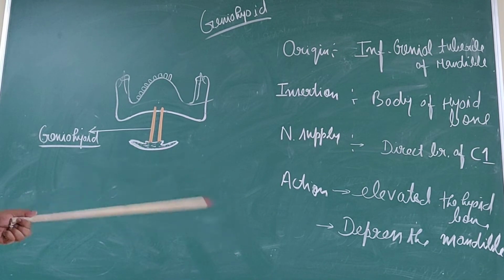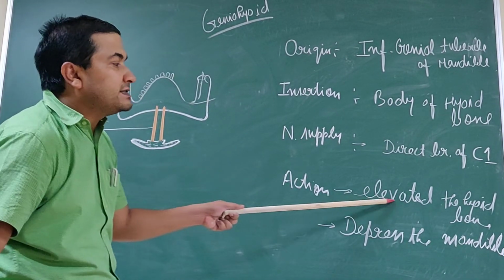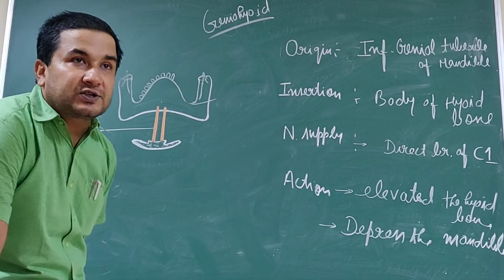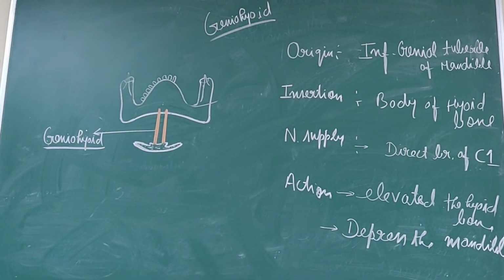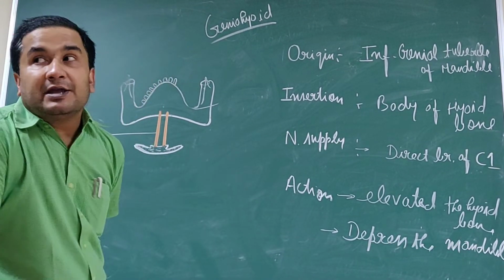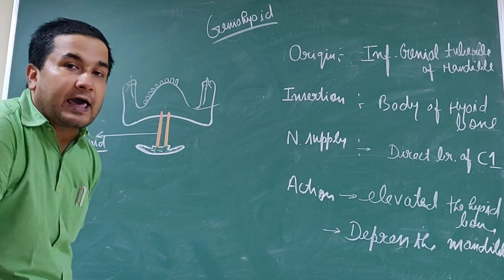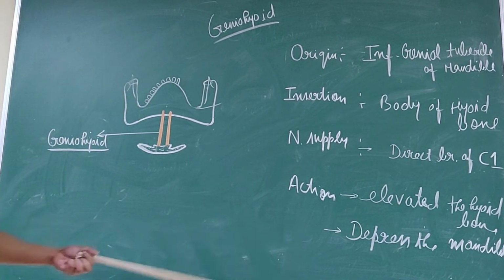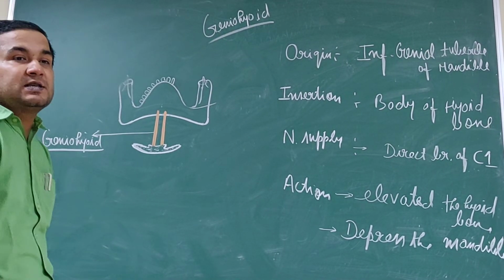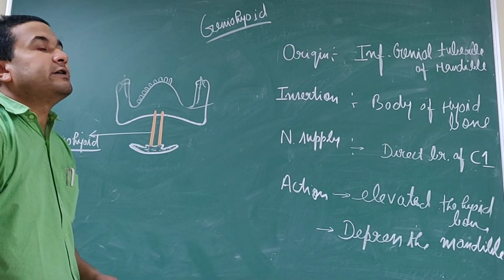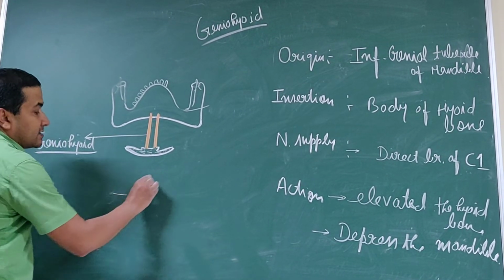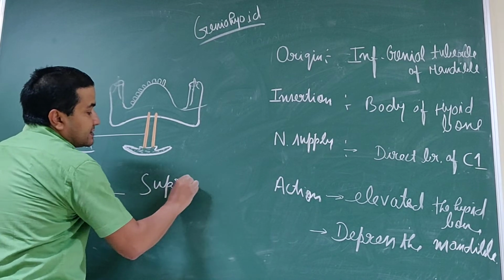As it is a small muscle, the principal action is that it elevates the hyoid bone during swallowing along with the other suprahyoid muscles, and slightly it assists in the depression of the mandible along with the digastric and mylohyoid muscles. So in today's class we have discussed what the submandibular region is, what its importance is, and what the suprahyoid muscles are.